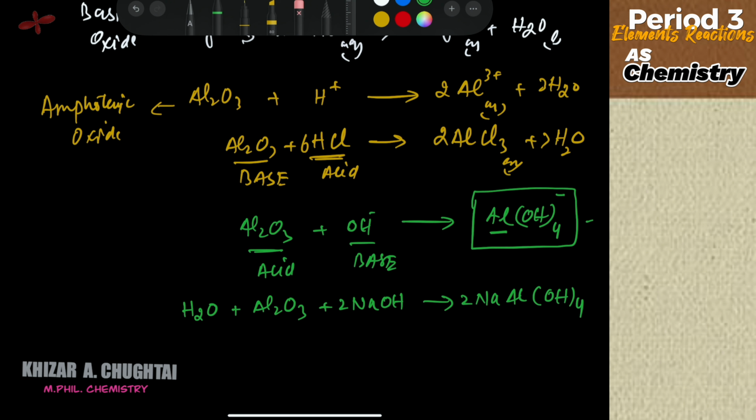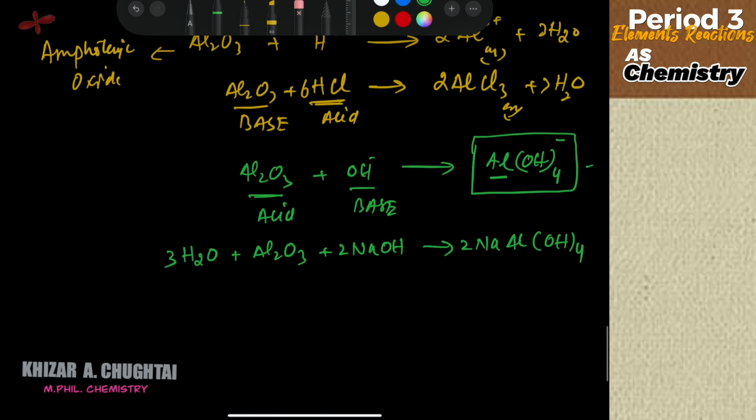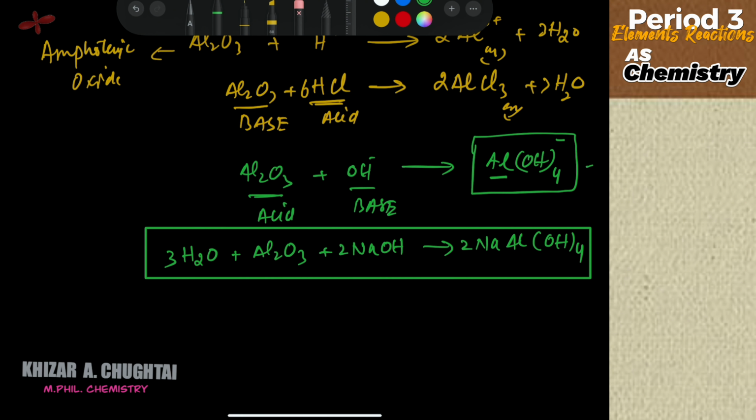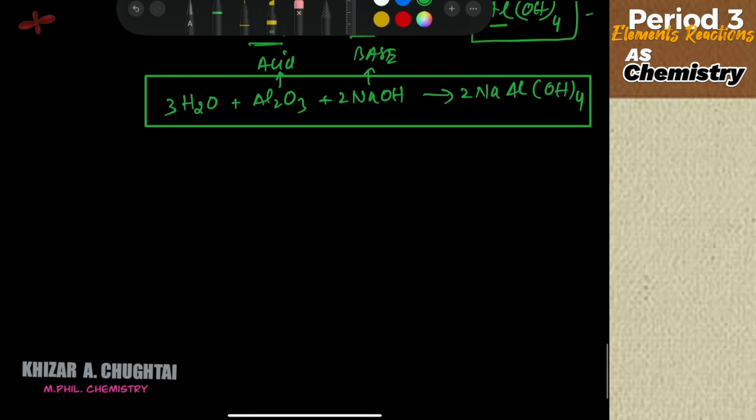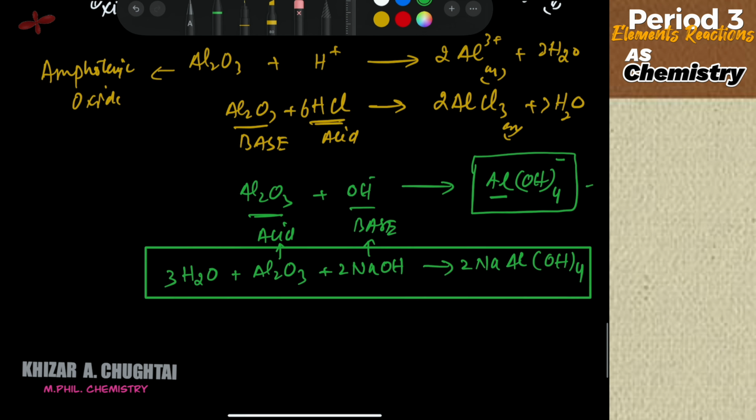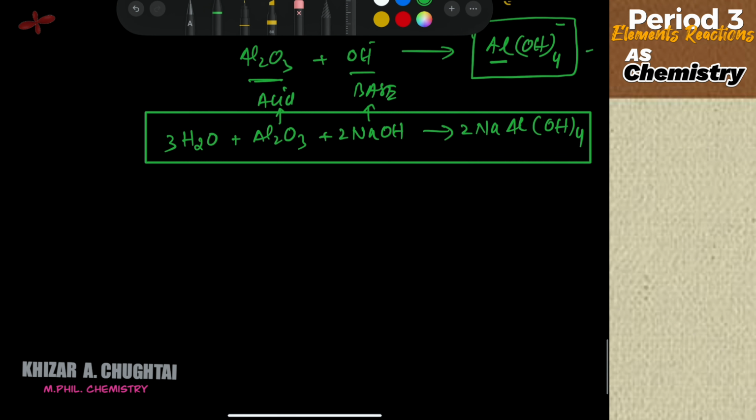So with the help of water, we can balance this chemical equation. This is the balanced equation showing the reaction of Al2O3 with NaOH. It means that this Al2O3 is going to act as an acid, and this is an alkali or base, and here is the compound that is formed as a result of this neutralization reaction. Rest of all the oxides are acidic oxides, and acidic oxides do not react with the acid.